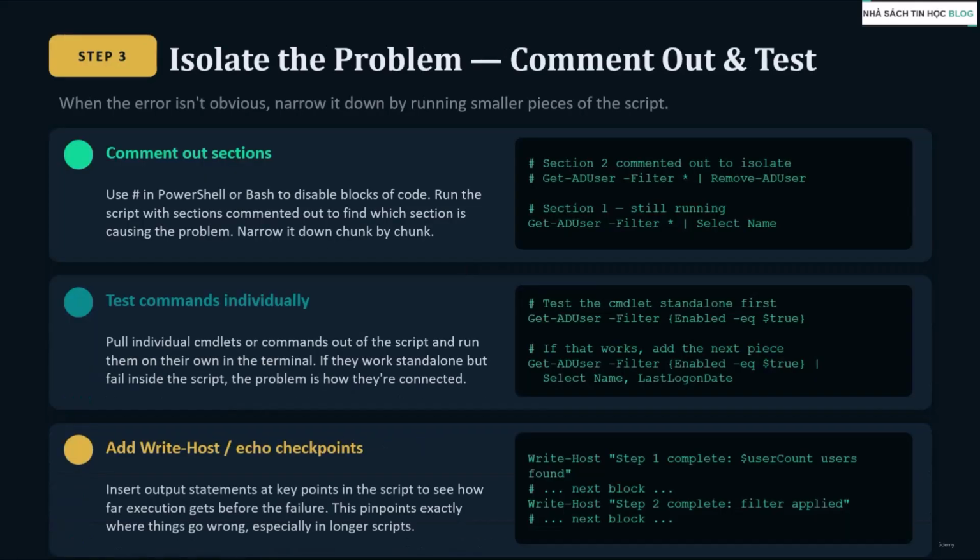And step 3 is for when pasting the error into AI doesn't immediately solve it, and when there's no error message at all. This is the isolation step. So you might want to start looking at commenting out sections, testing commands individually, or even adding Write-Host and echo checkpoints to see what's happening on the console itself. These 3 techniques cover the vast majority of debugging scenarios, and that way you're not guessing, you're scientifically narrowing down the problem.